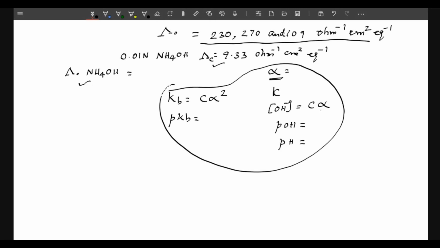With this type of problem, this application of Kohlrausch's law is over. I am going to move to the next topic, that is ionic mobility.